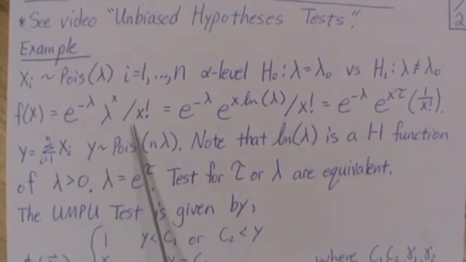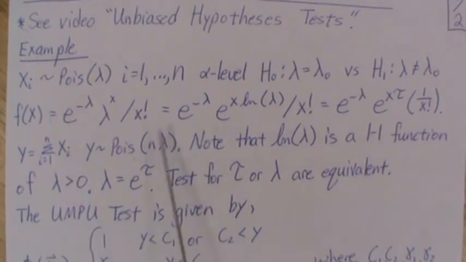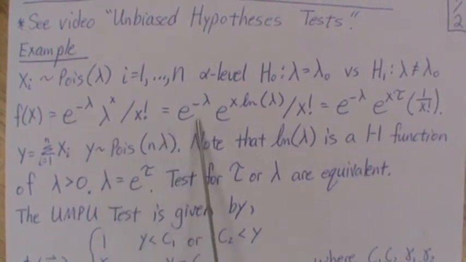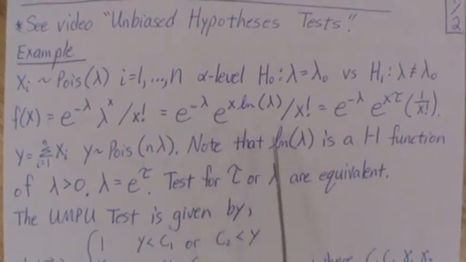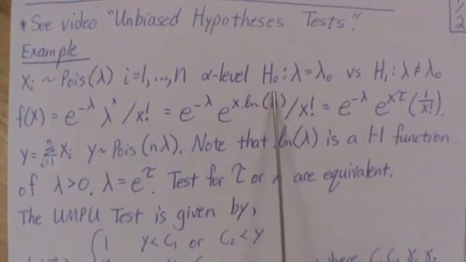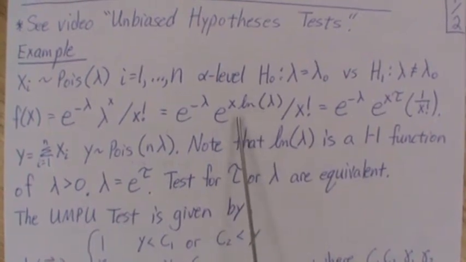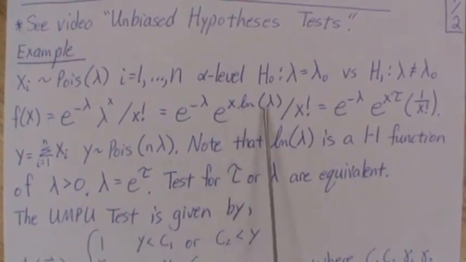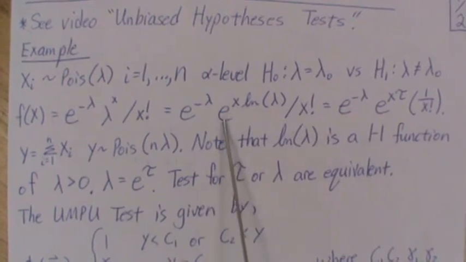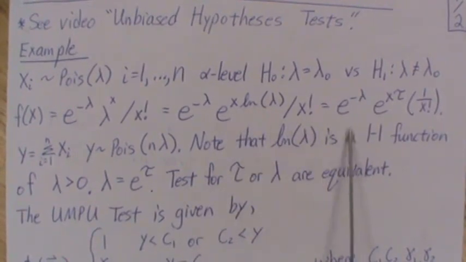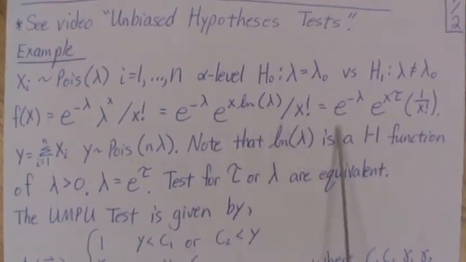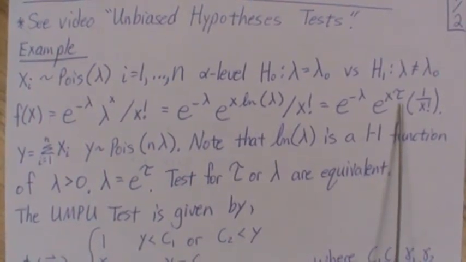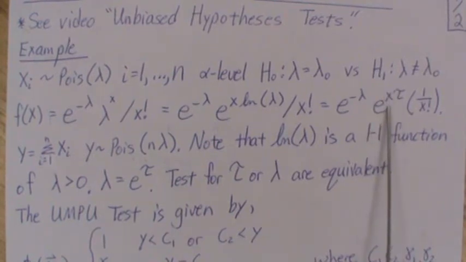And we can rearrange that to look like this. It's essentially the same, of course, but this is a function of only the parameter, this is a function of only the data, and this is a function of the data and the parameter, and it's raised to the e. Then it can be written like this, where the natural log of lambda we just call tau. And then the test function becomes the sum of those x_i's, and we'll call it y.